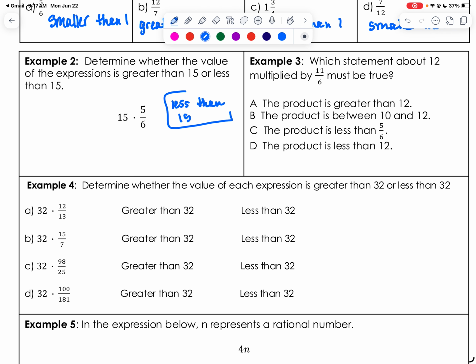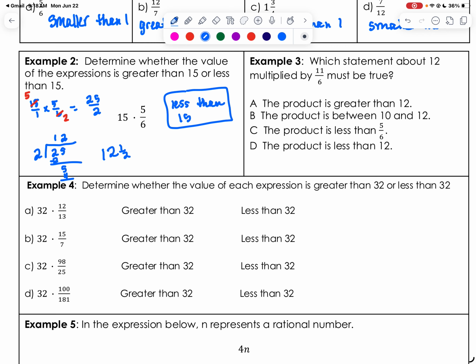Now we're going to prove that by multiplying this out. So we have 15 over 1 times 5 over 6. Now 15 and 6 have a common factor of 3. So 6 divided by 3 is 2. 15 divided by 3 is 5. So when I multiply this out, I get 5 times 5, which is 25, and 1 times 2 is 2. So I'm going to write that as a mixed number. Let's see, 2 goes into 2 one time. 1 times 2 is 2. That's 0. Bring down the 5. 2 goes into 5 2 times. 2 times 2 is 4. So this would be 12 and 1/2. And sure enough, 12 and 1/2 is smaller or less than 15.